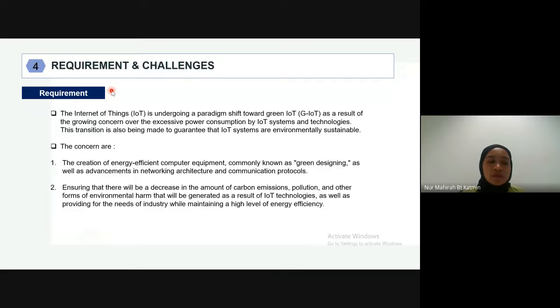Okay, the first requirement is that the IoT is undergoing a paradigm shift toward green IoT, which is GIoT, as a result of the growing concern over the excessive power consumption by IoT systems and also the technology. Okay, this transition is also being made to guarantee that the IoT systems are environmentally sustainable. Okay, one of the main concerns is the creation of energy efficient computer equipment, commonly known as green designing, as well as advancements in networking architecture and also the communication protocol.